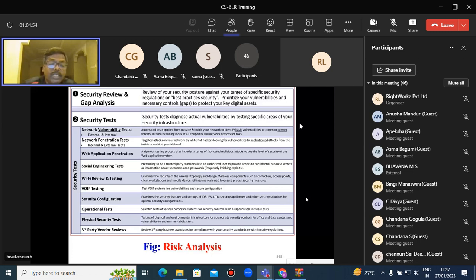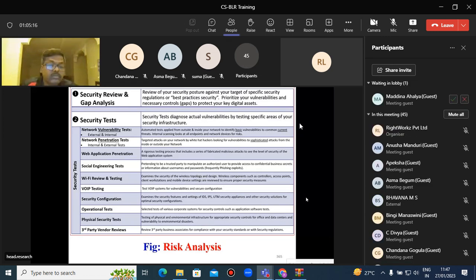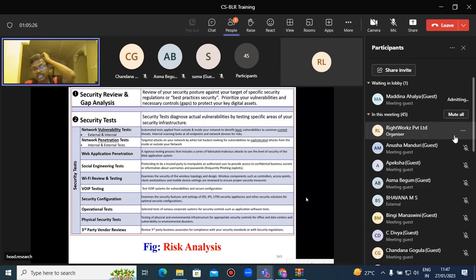Then web application penetration, social engineering test, Wi-Fi review and test, and voice over internet protocol, VoIP, testing, security configuration, operational test, physical security test, third party vendor reviews. Okay, so these are the various security tests we are performing. As a risk analysis, they are using security tests.